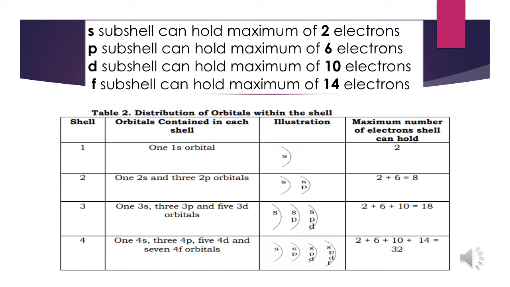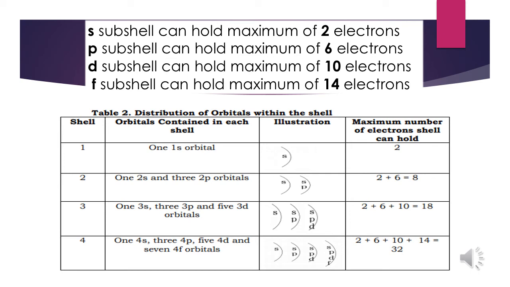Table 2, the distribution of orbitals within the shell. We have the shell, the orbitals contained in each shell, the illustration, and the maximum number of electrons a shell can hold. In shell 1, there is one s orbital. The illustration is this. The maximum number of electrons the shell can hold is 2. In shell 2, there is one 2s and three 2p orbitals. The maximum number of electrons the shell can hold is 2 plus 6 equals 8.